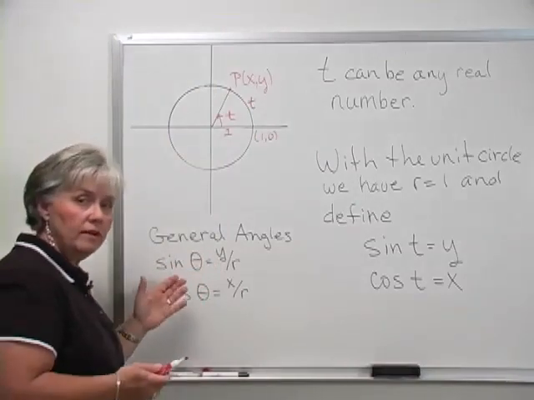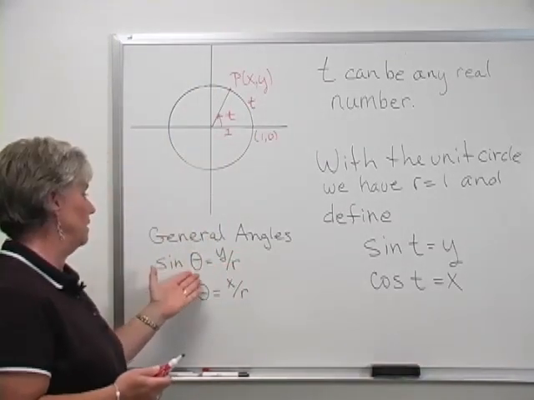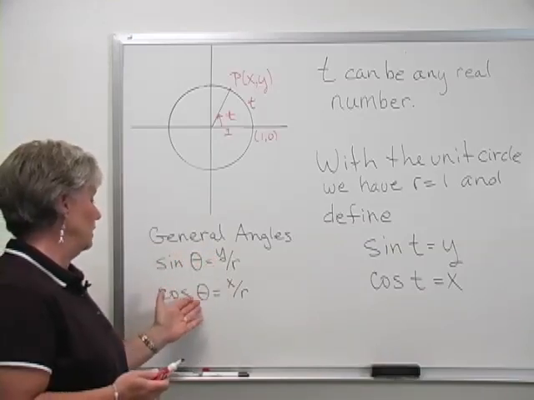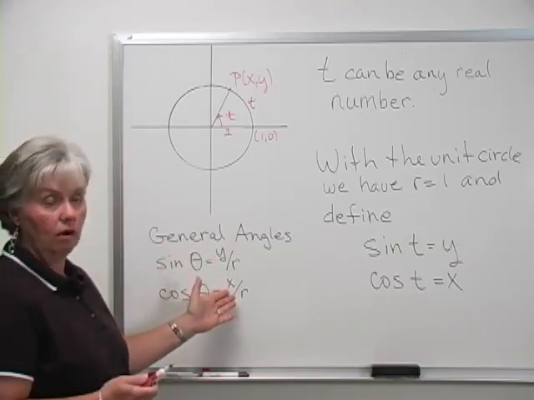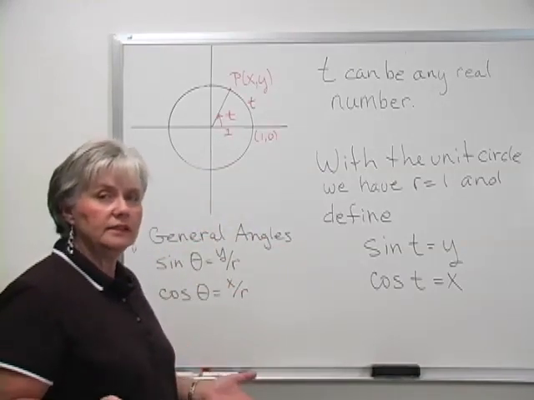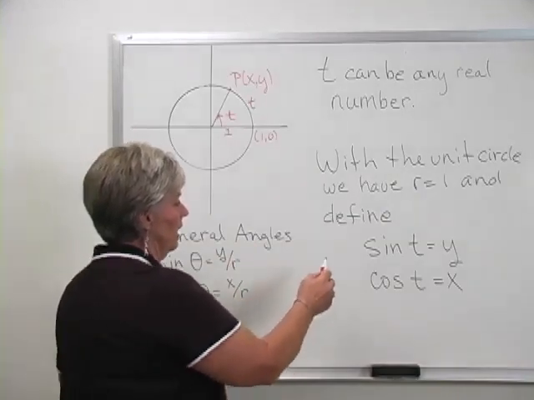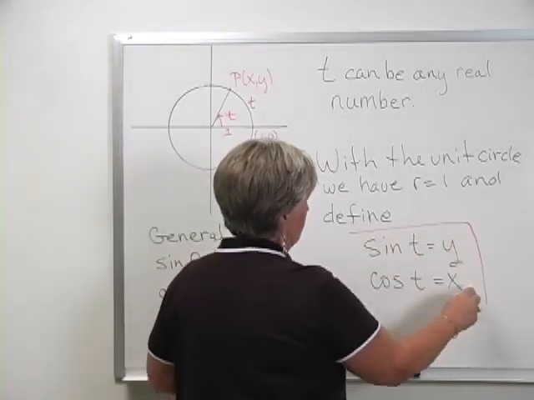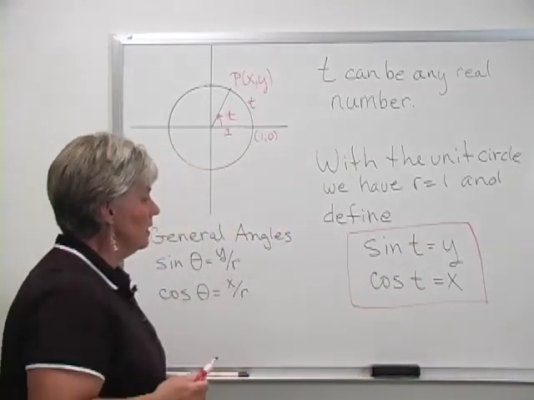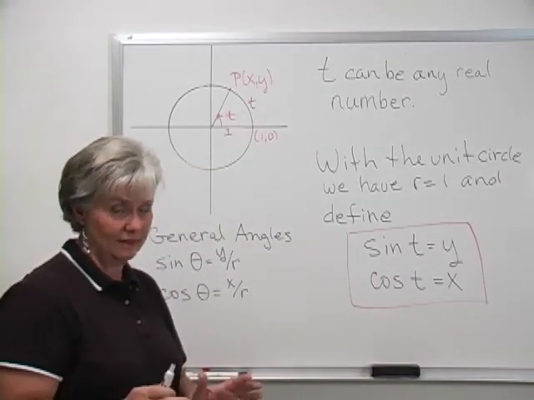Now, what you've already done in trig is you have defined for general angles the sine of theta to be y over r, and the cosine of theta to be x over r. But in a unit circle, r is equal to 1, and that's one of the nice things about it. It makes it so useful. So r is equal to 1, and now we can define the sine of t to just be the value y, and the cosine of t to be the value x. Now remember, this is just on the unit circle. This is not for anything.